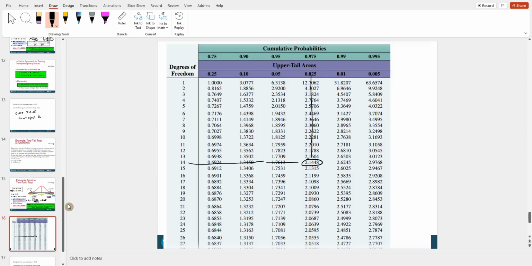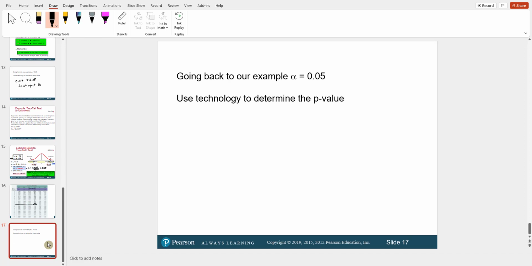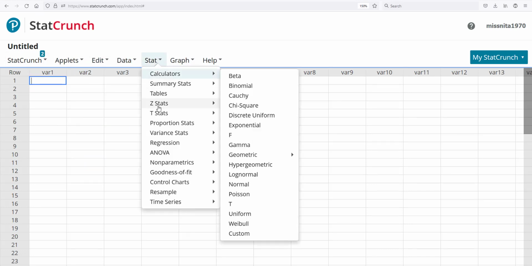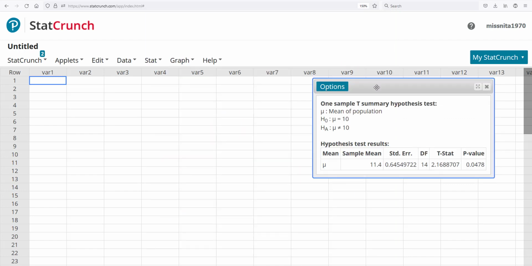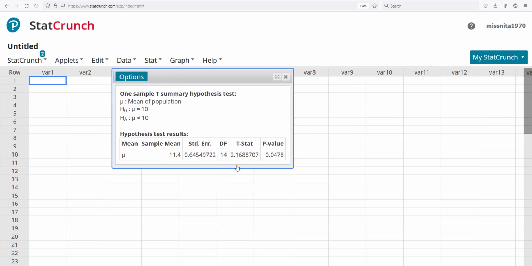All right, so let's go ahead and do this in StatCrunch, and I'm going to do it with the p-value approach. So once again, I go to Stat, T-Stat, one sample with summary. They said the sample mean is 11.4. The sample standard deviation is 2.5, and the sample size is 15. And we're testing, it was 10. Okay, and we want not equal to. Okay, if I hit compute, as you can see, it gives me my t-stat, which is 2.168. That's what we calculated by hand. And we get a p-value of 0.0478.